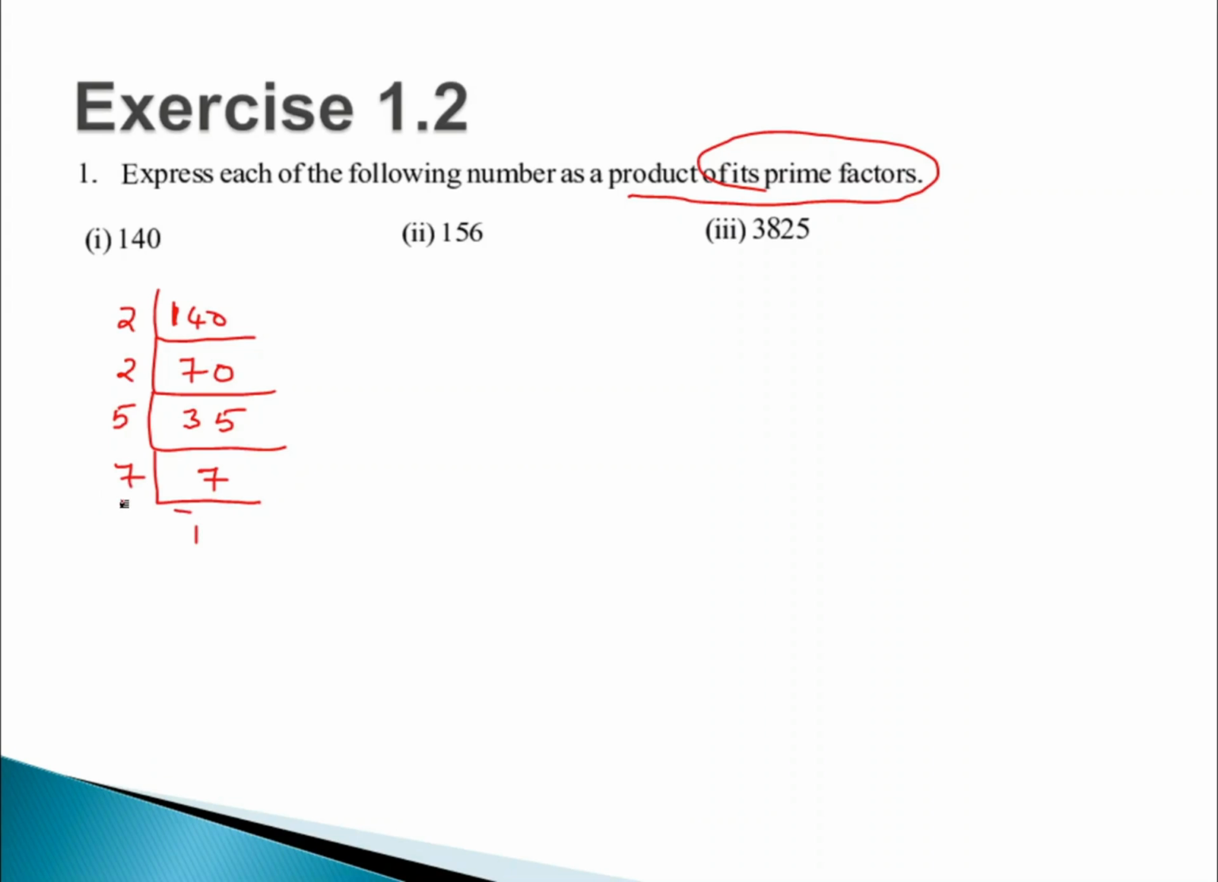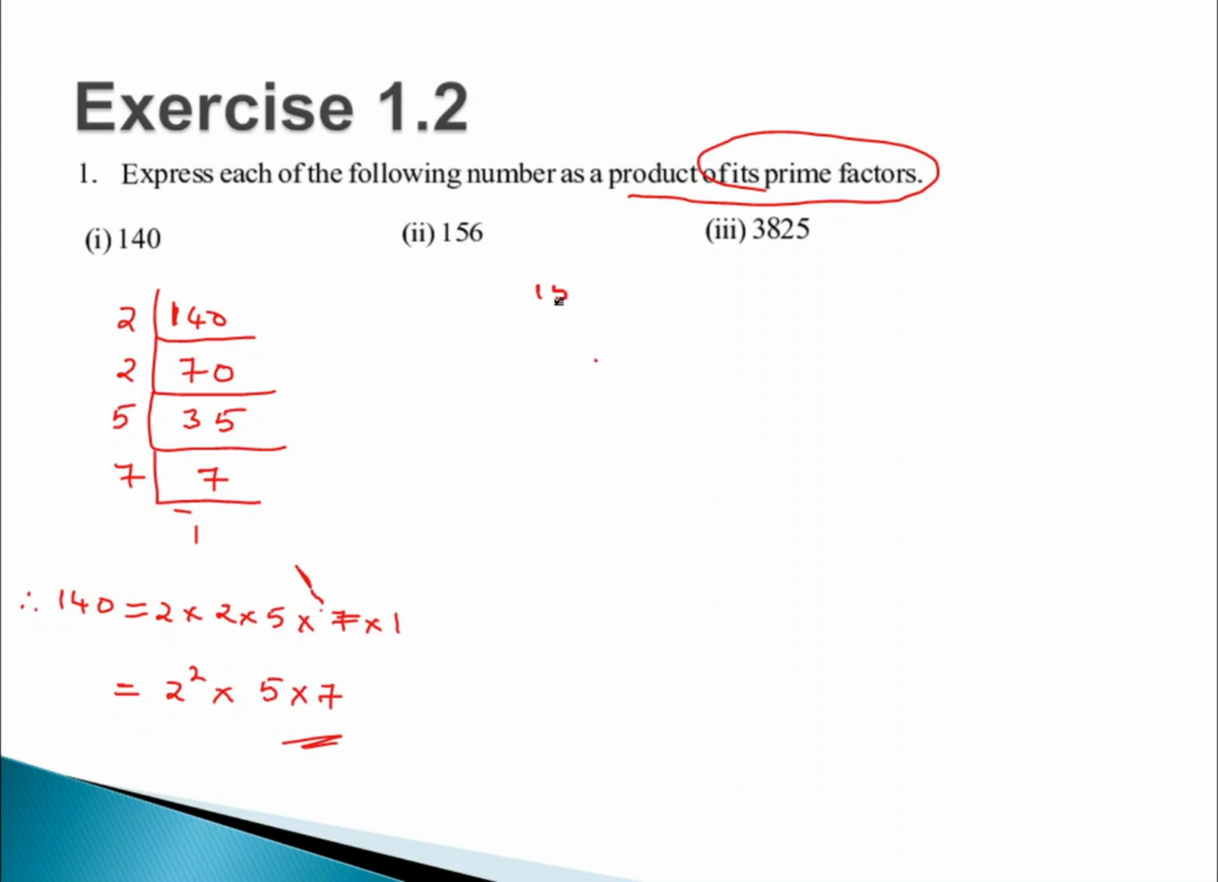1. Okay, so therefore, I can write 140 as 2 into 2 into 5 into 7 into 1, isn't it? So eventually the prime factors are what? 2 square into 5 into 7 is your required answer for this. Okay, so let's look at the next sum.